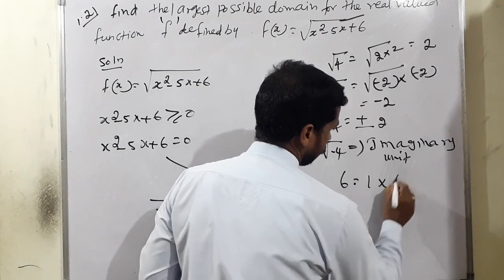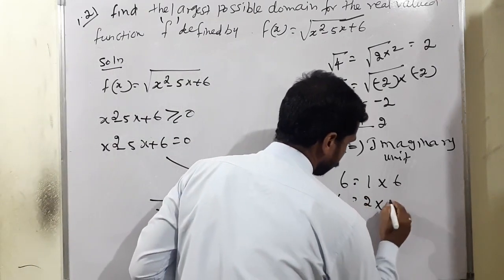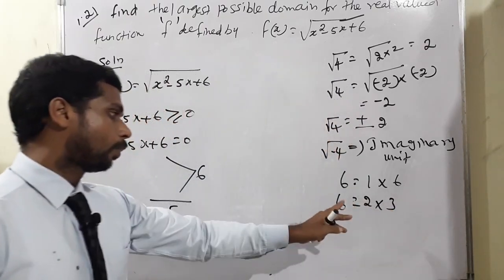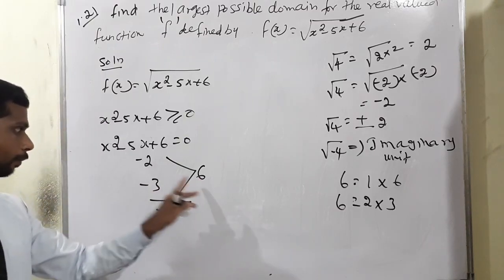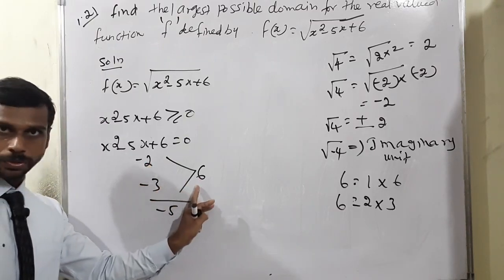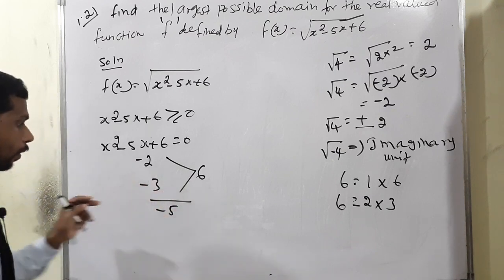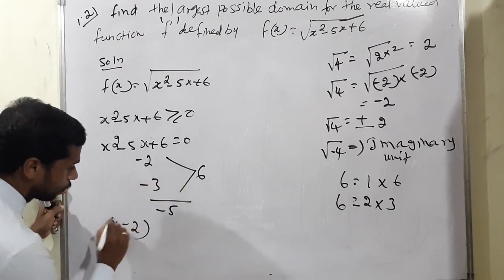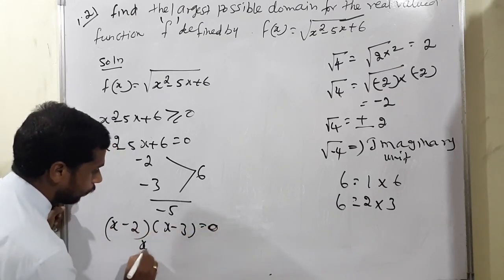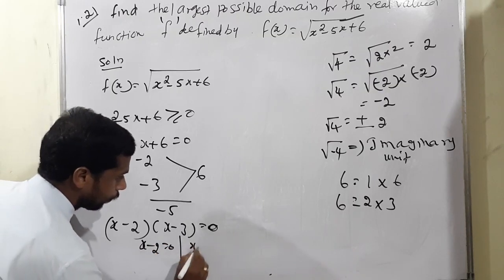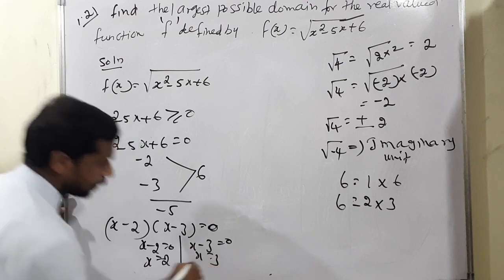Therefore, how is 6 considered? 6 can be taken as 1 into 6, and at the same time 6 is equal to 2 into 3, isn't it? So the numbers are minus 2 and minus 3. The product minus 2 into minus 3 is positive 6, and the sum of minus 2 and minus 3 is minus 5. It's clear, no? Therefore x minus 2 and x minus 3 is equal to 0, so x minus 2 is equal to 0 and x minus 3 is equal to 0. Therefore x is equal to 2 and x is equal to 3.